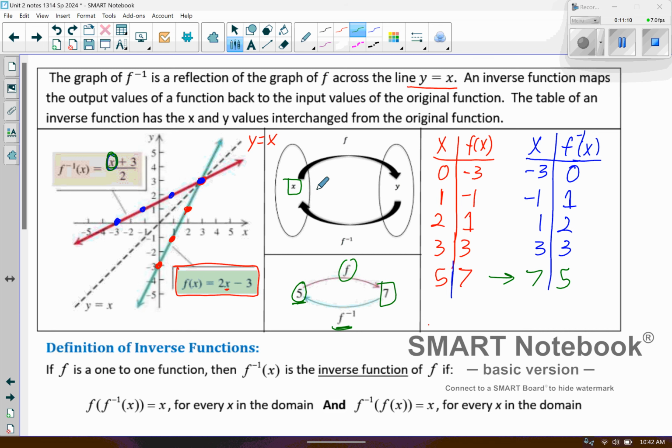And so technically you really need to prove it in both directions. You want to go from here to here back. And then also sometimes you want to start here and plug this into the inverse and then see if the original function will also map me back to my starting point. And that's what we're going to look at down below.